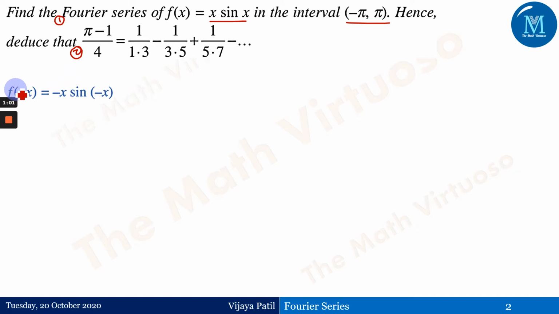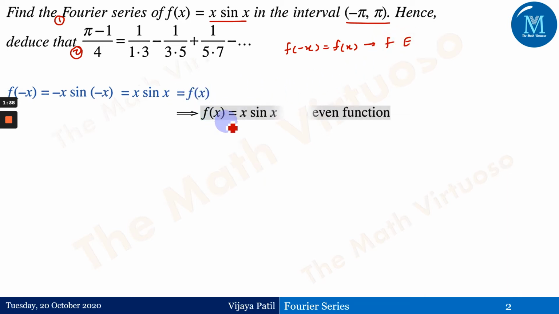So if we check it, f of minus x is minus x sine of minus x. We have replaced every x in this function with minus x. And we know that sine of minus theta is minus sine theta. So we have one minus sign here, and another minus sign is coming out from sine of minus x. So I'm going to get x sine of x, which is nothing but f of x. And we know that if f of minus x is f of x, then f is an even function. So f of x equals x sine of x is an even function.